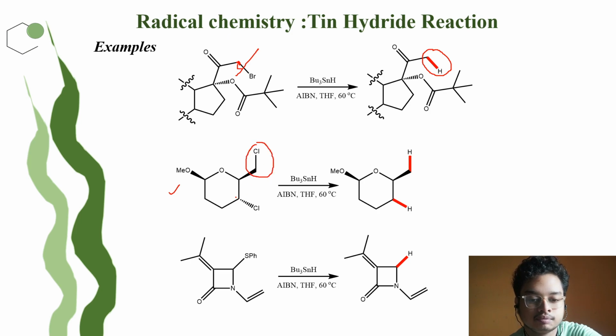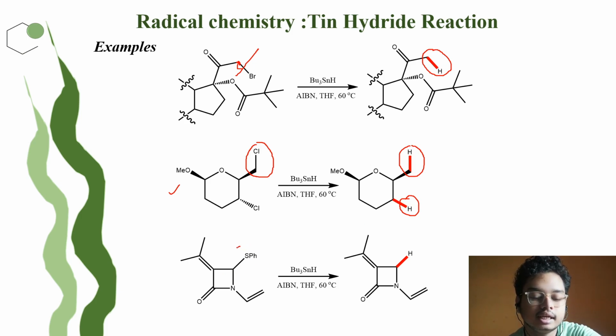Similarly, you can see this example where you get two types of C-Cl bond. One is the secondary carbon containing chlorine, and here is the primary carbon bearing chlorine. In presence of tributyl tin hydride, these two chlorines are actually replaced by hydrogen, and this shows the versatility of the reaction.